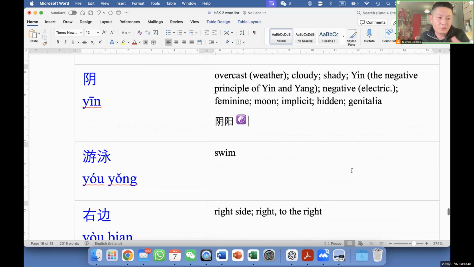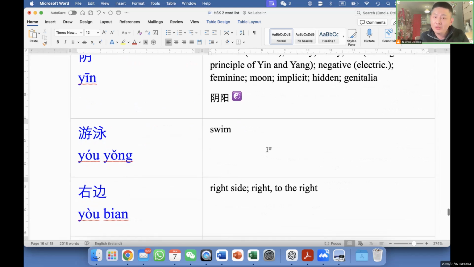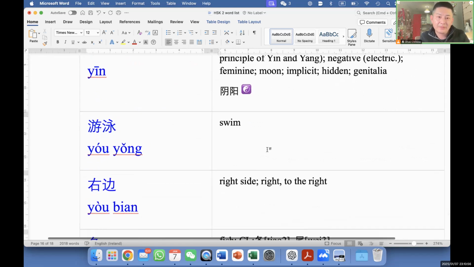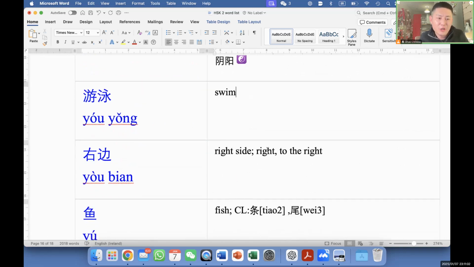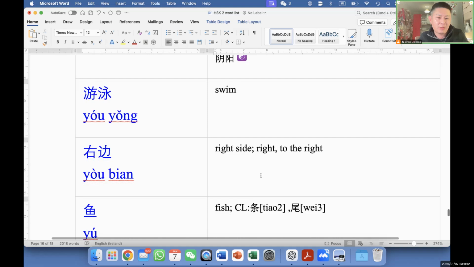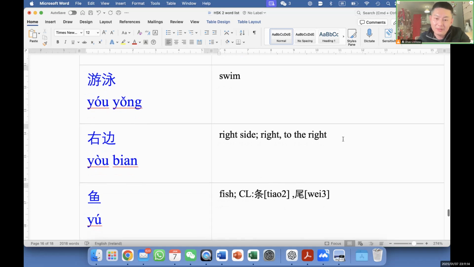游泳 is to swim. See a lot of water there? You see water, swim. 你喜欢游泳吗? 游泳 is a very good sport. Yeah, I lately have been 游泳 a lot and I'm feeling good about it. 右边 right, 边 is edge or side, okay, on the line of the edge. Right edge, right side. The opposite of 左边, 对吧? 左边.